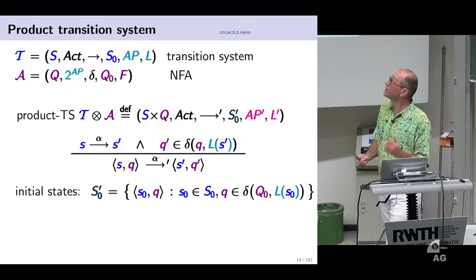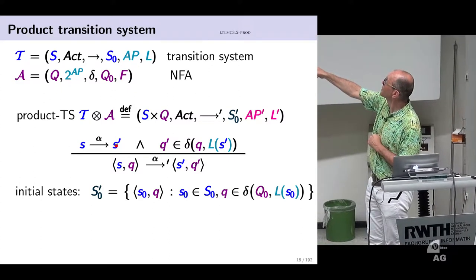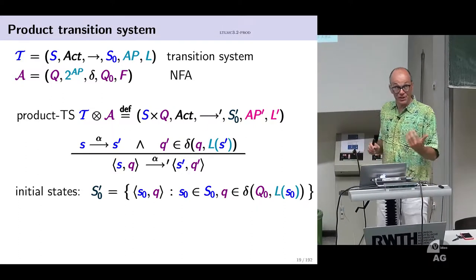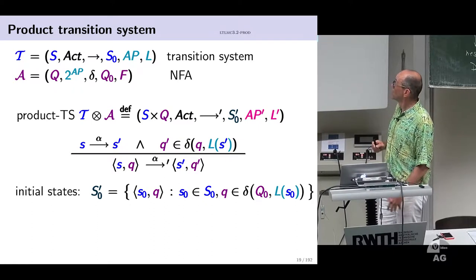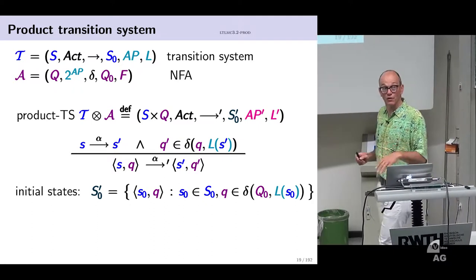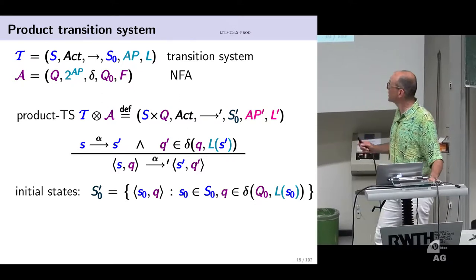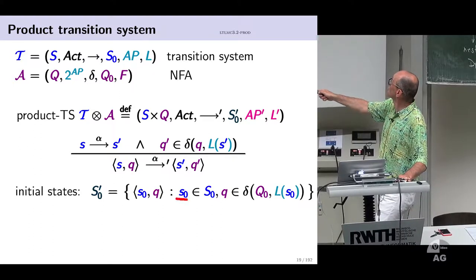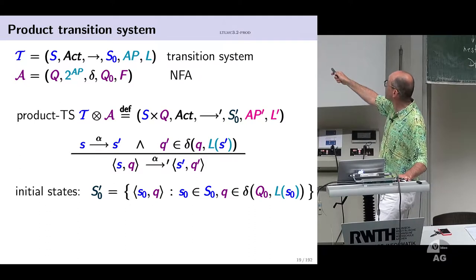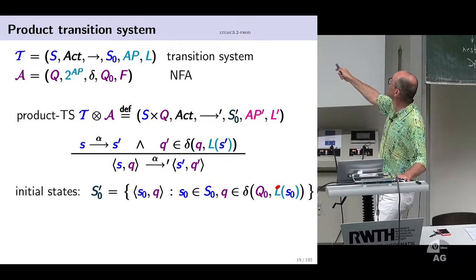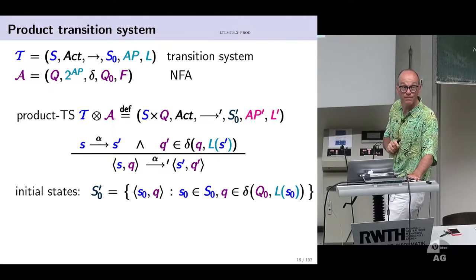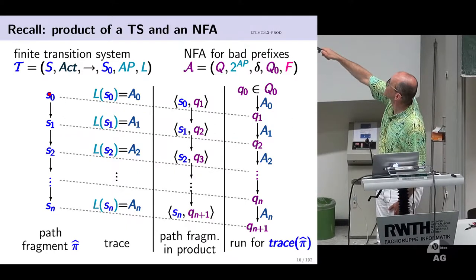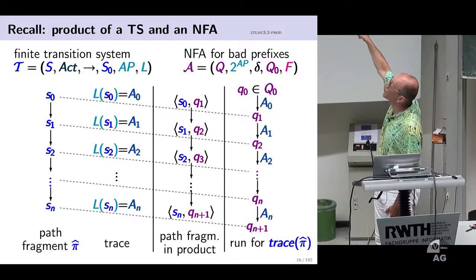So the key point here is that the labeling of this target state is used as input to the automaton in state Q. You see a similar phenomenon at the initial states. The initial states are not the pairs of initial states of the transition system and the automaton, but initial states of the transition system with Q, where you can reach those Qs starting from some initial state by feeding it, as input symbol, the labeling of the initial state of the transition system. That corresponds exactly to this cross line over here. Yeah, you pair this S0 with Q1, not with Q0.